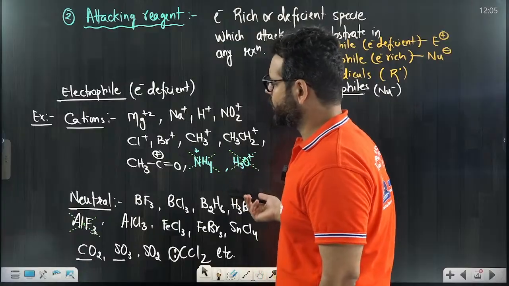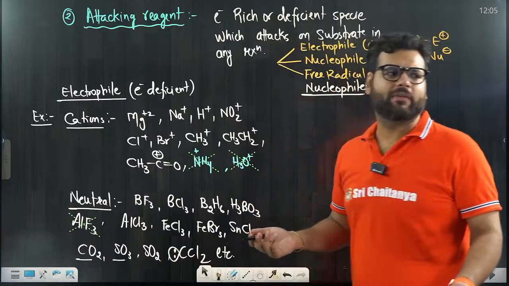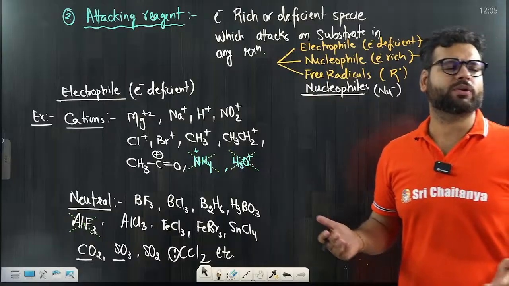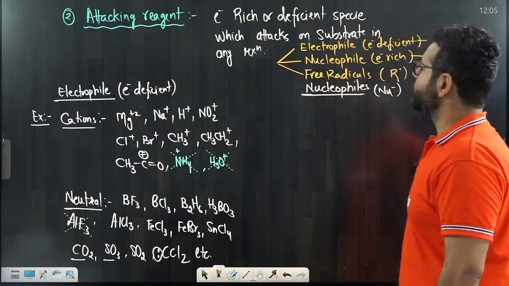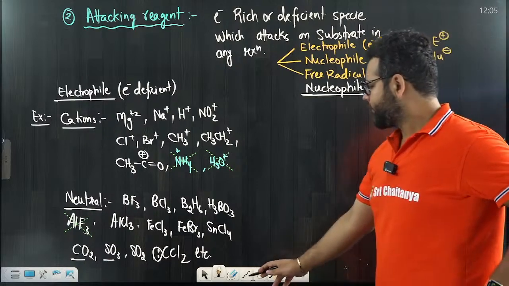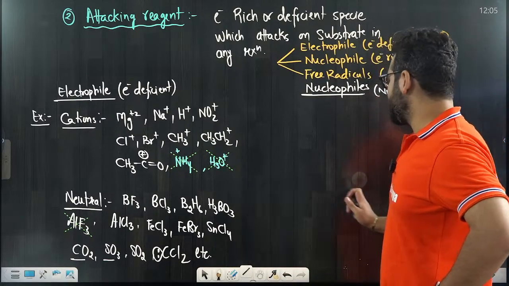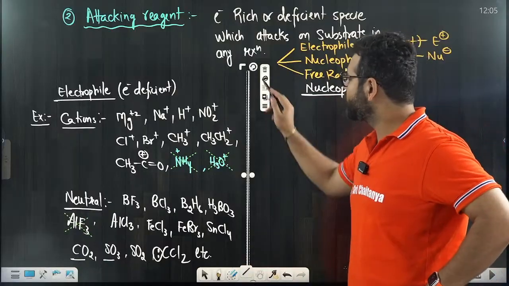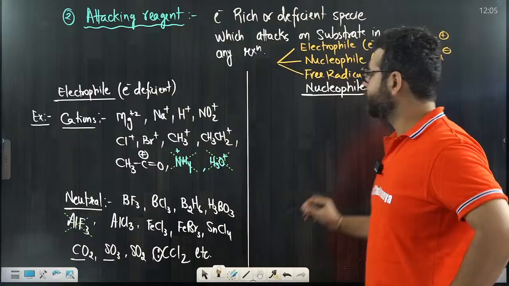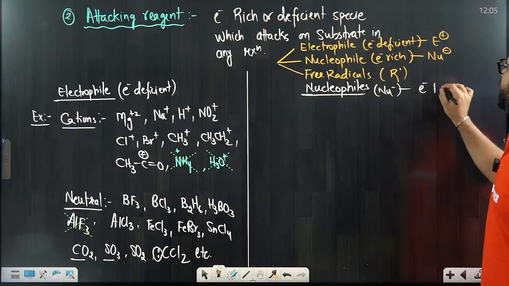There may be many more. No electrophile is negatively charged. Electrophiles are always positive or sometimes neutral. Now let us move on to nucleophiles, which are nucleus seeking. Nucleus seeking means positive charge seeking. So they themselves are electron rich people.